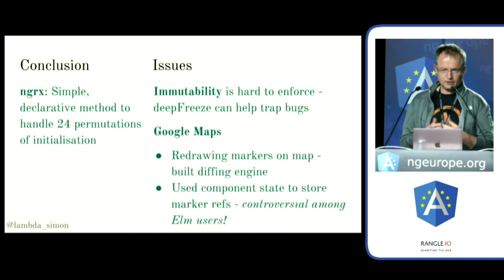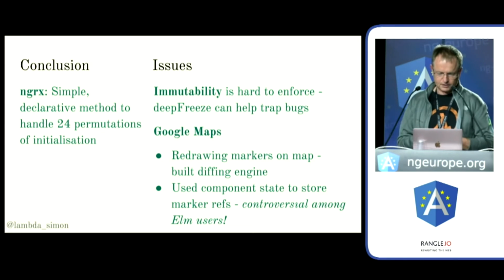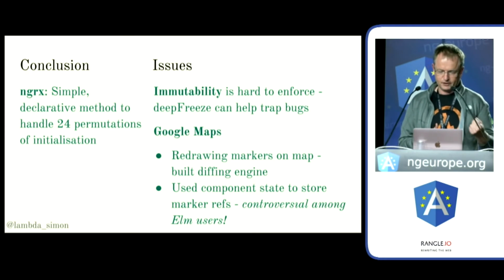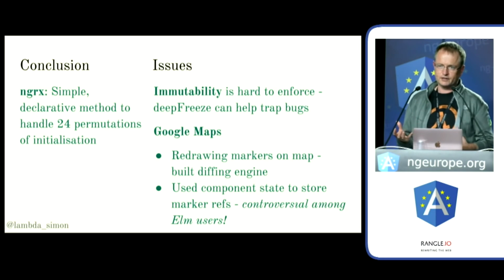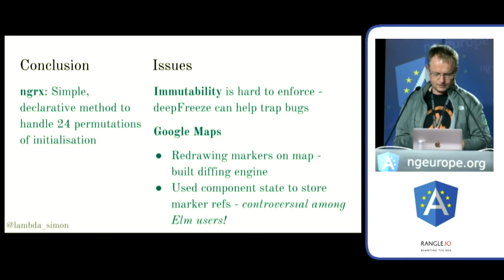I'm going to skip the up channel because that was just mentioned by a couple of speakers ago, the actions coming back up to the top. But the conclusion is that, for me at least, ng2+ngrx provided a simple declarative method to orchestrate the bootstrapping of my app, handling very elegantly the 24 permutations that occurred.